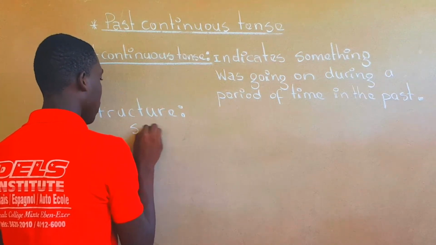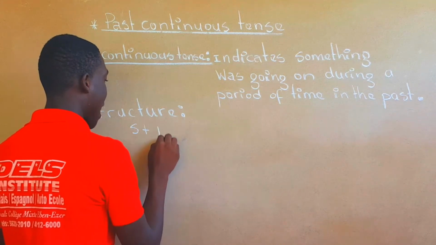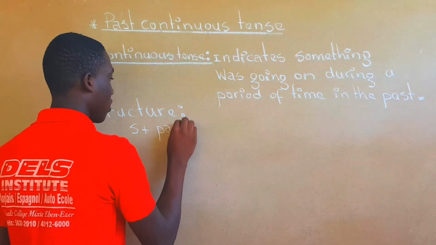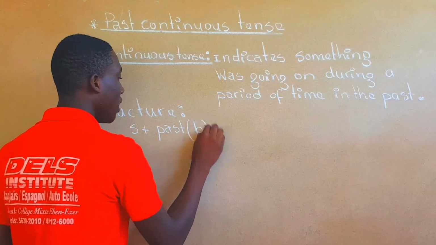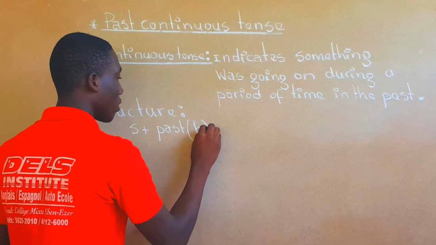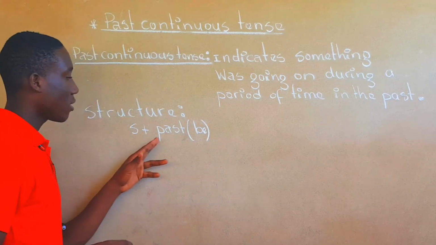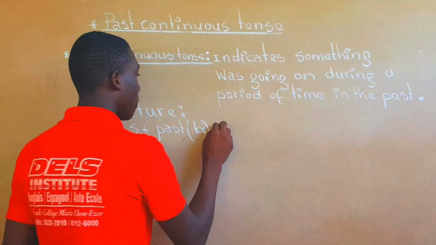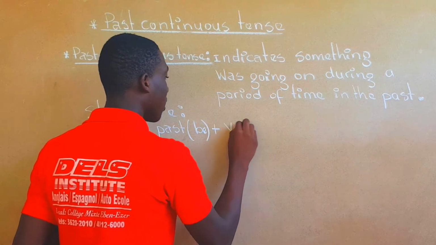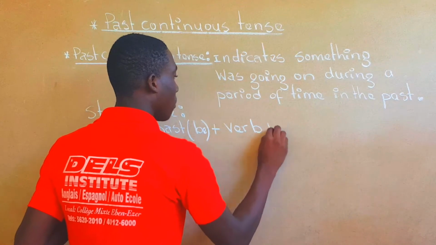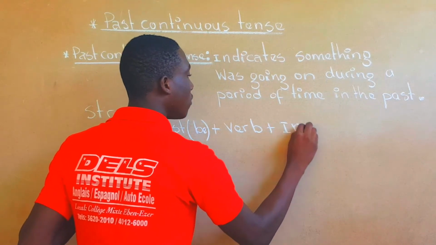Subject, plus past of the verb to be, plus the verb, plus ing form.